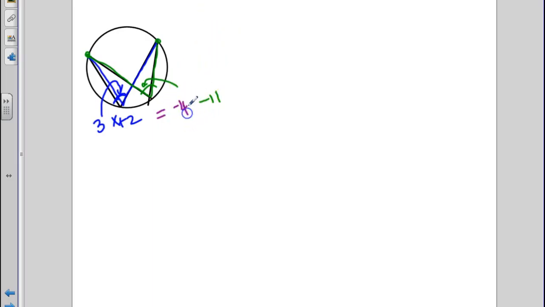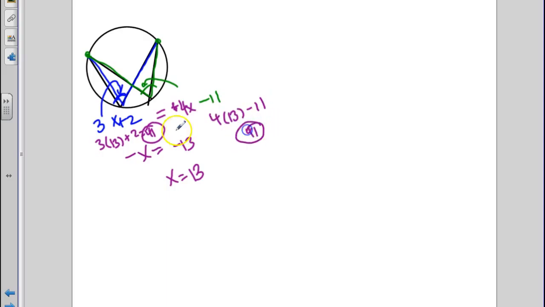So let's make this, excuse me, let's make this 4x. All right, so that would give me negative x when I subtract from both sides and negative 13, so x would be positive 13. When I plug this back in, I can find those angle measures. So 3 times 13 plus 2. So 39 plus 2 is 41. So this angle is 41 degrees. This angle should also be 41 degrees. If it's not, there's a problem. 4 times 13 is 52 minus 11 is 41 degrees.